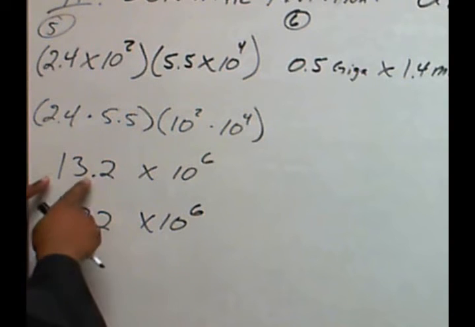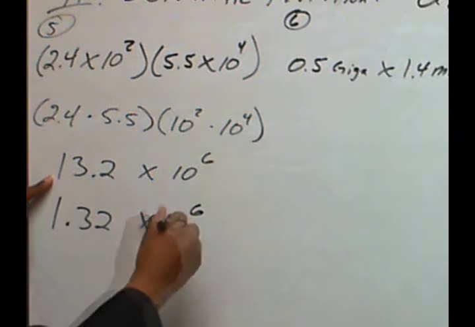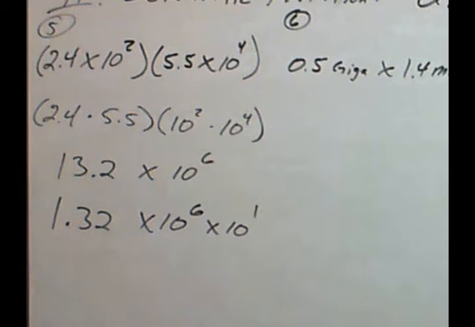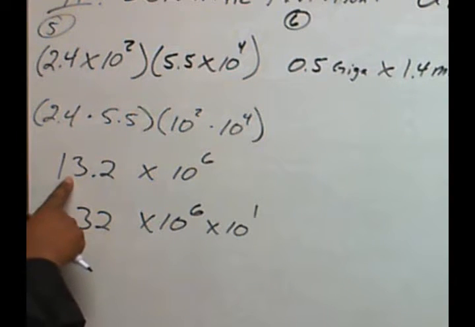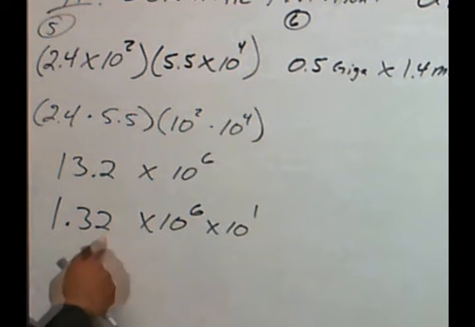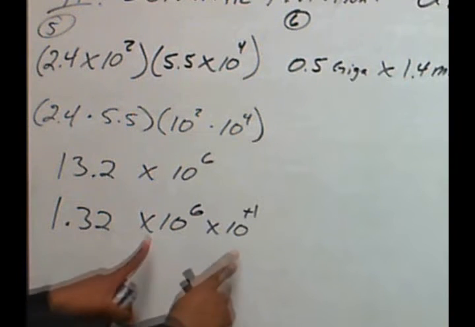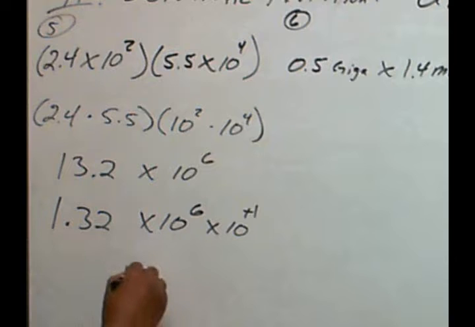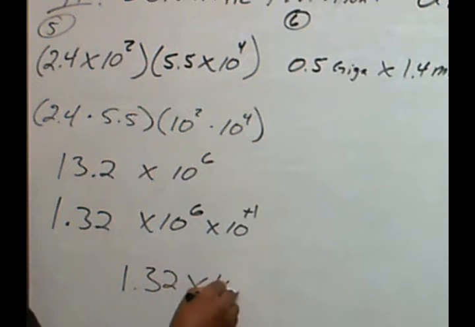And we see that the move was 1 time, so we're going to add a 10 that has a 1 for the move. Furthermore, the original 13.2 is larger than the scientific notation of 1.32, so that move will count as positive. Then these two can be placed together, and we get our final answer of 1.32 times 10 to the 7th power. And so this is your scientific notation solution.